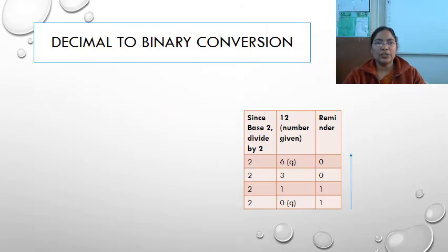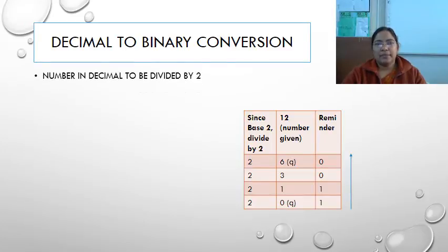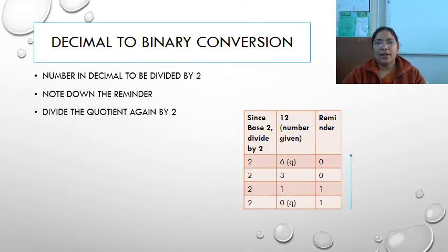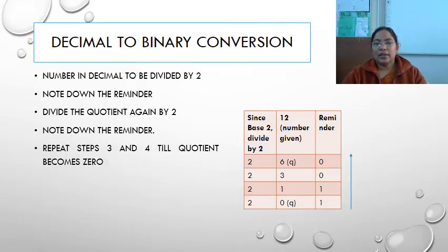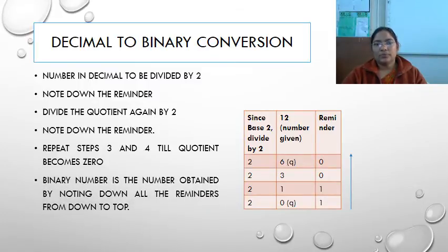Let's continue with decimal to binary conversion. Just a recap of what we have learned in the previous lesson. See, the decimal number is to be divided by 2. Note down the remainder. Divide the quotient again by 2. Note down the remainder. Repeat the same process till the quotient becomes 0. The binary number is obtained by taking all those remainders in reverse, that is from bottom to top.